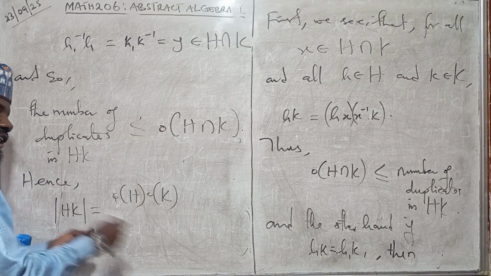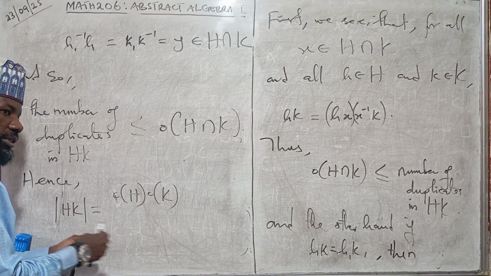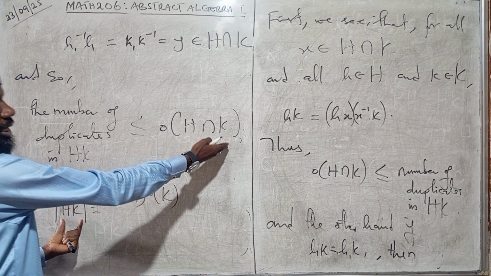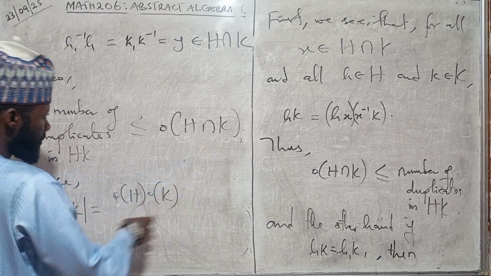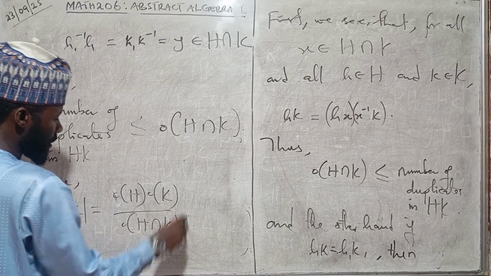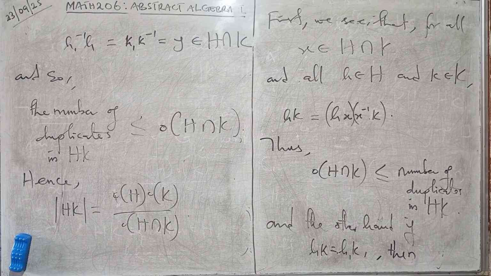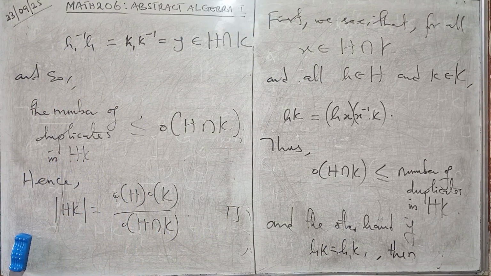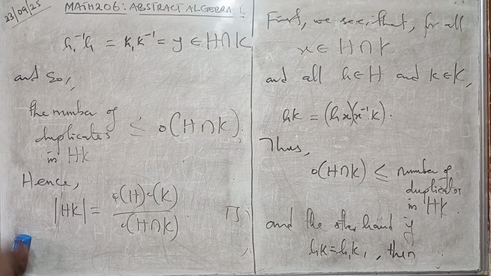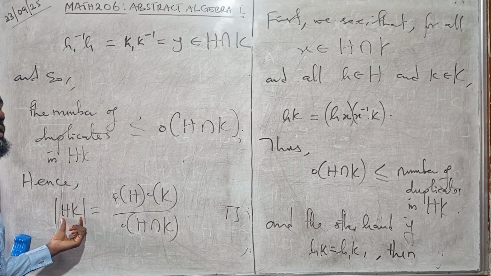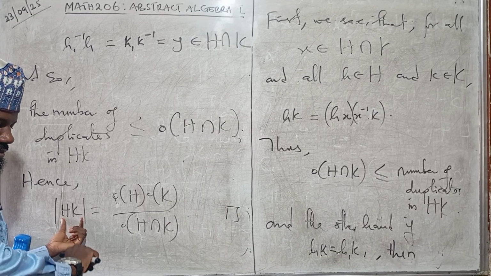But what if there are duplications in the counting, because maybe elements may repeat in there? We have taken care of all those duplications. We found the number, and it is the order of H times the order of K divided by the order of H intersection K. This is the claim of the theorem. So we have a way of finding how many elements are in this subset, which may not be a subgroup, but is always a subset.